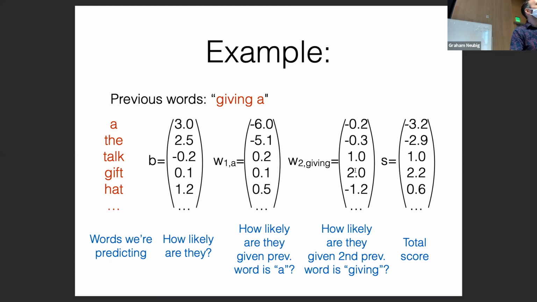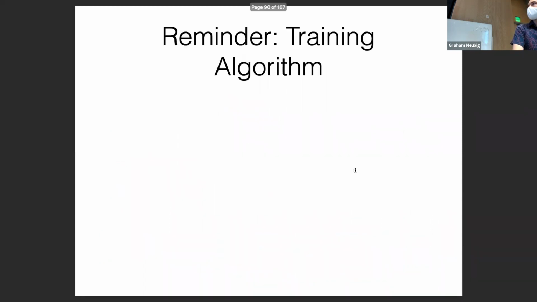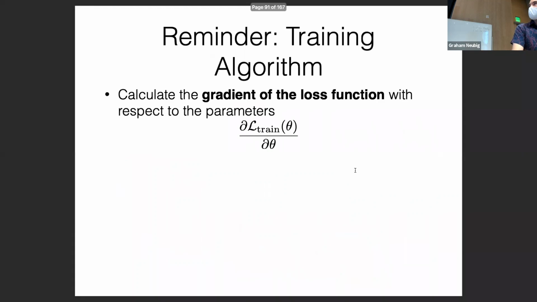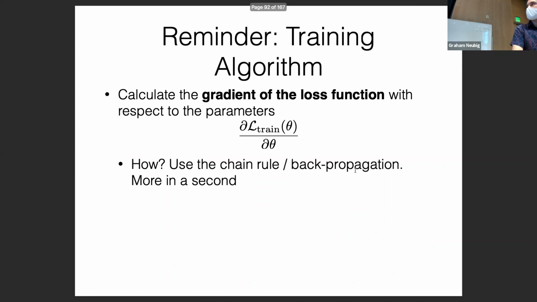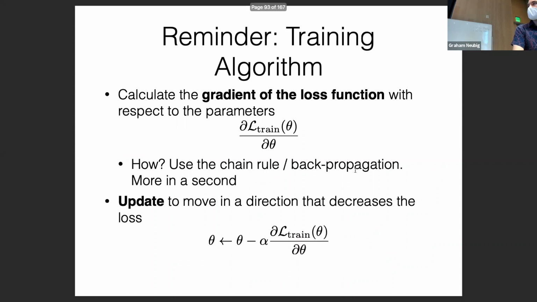So you can see that this looks a whole lot like our text classifier, right? We're looking up features, we're adding them together, we're calculating probability. For the training algorithm, we can calculate the gradients of the loss function with respect to the parameters. We're going to use the chain rule or back propagation for this, more in a second. And we update to move in the direction that decreases the loss. So is this general idea relatively clear? Any questions? Yes.